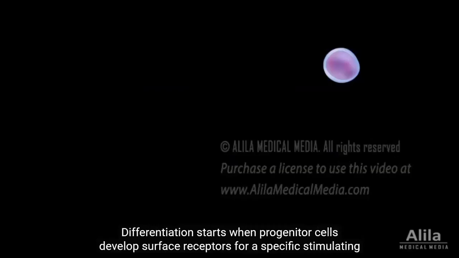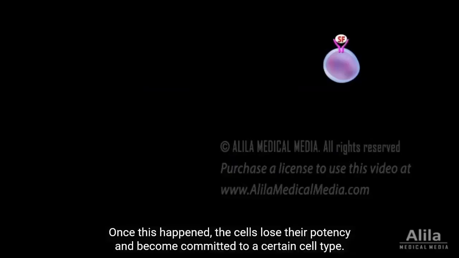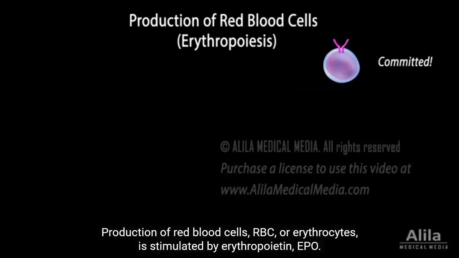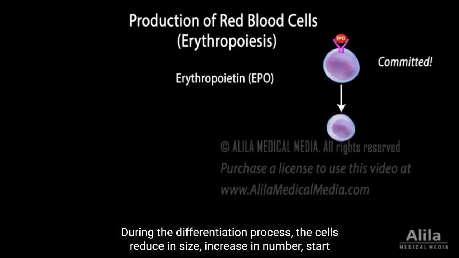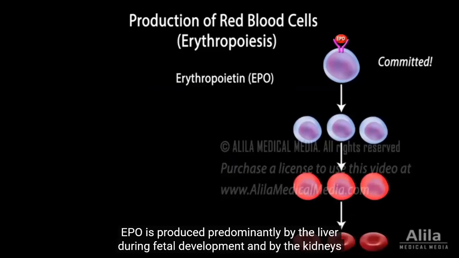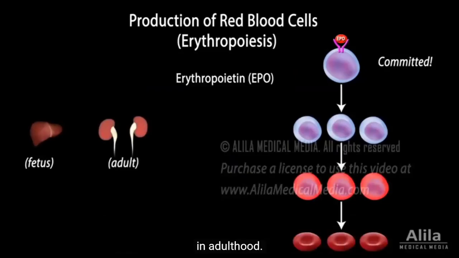Differentiation starts when progenitor cells develop surface receptors for a specific stimulating factor. Once this has happened, the cells lose their potency and become committed to a certain cell type. Production of red blood cells, RBC, or erythrocytes, is stimulated by erythropoietin, EPO. During the differentiation process, the cells reduce in size, increase in number, start making hemoglobin, and lose their nucleus. EPO is produced predominantly by the liver during fetal development and by the kidneys in adulthood.